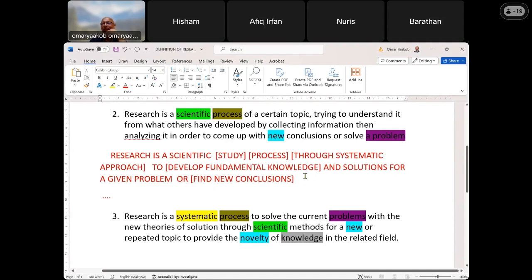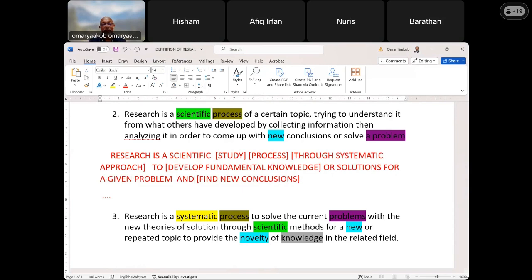No, no, no, no. The first one, the word after knowledge. This one is "and". That one is just find new conclusions, which is actually the same as solutions, right? I don't know. You decide. The class needs to decide.